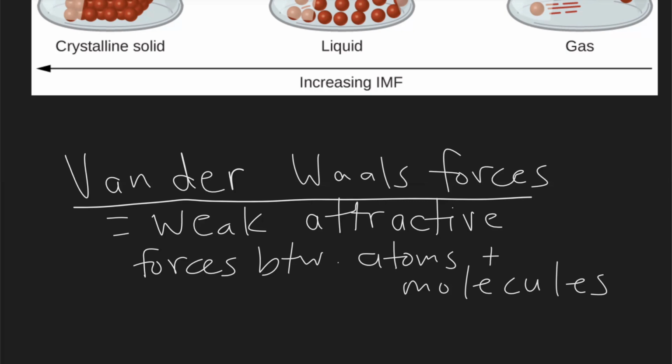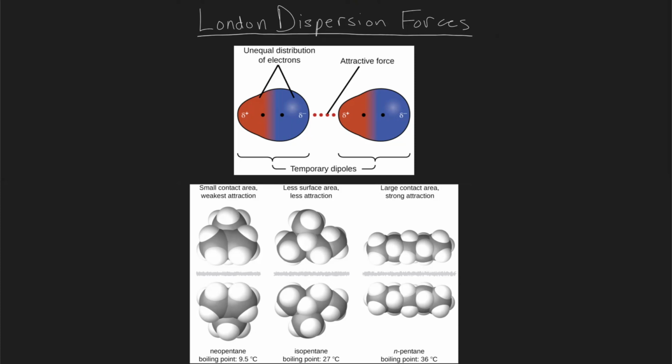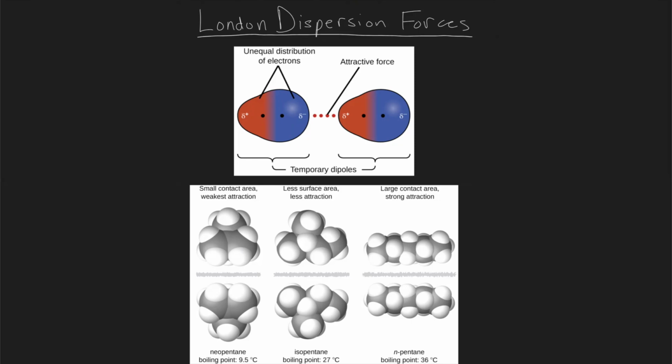All of the intermolecular forces that we're going to talk about after this point are known as van der Waals forces, and the definition is that they are weak attractive forces between atoms and molecules. The weakest of the intermolecular forces is known as London dispersion forces. In London dispersion forces, it's not because we have a permanent dipole.